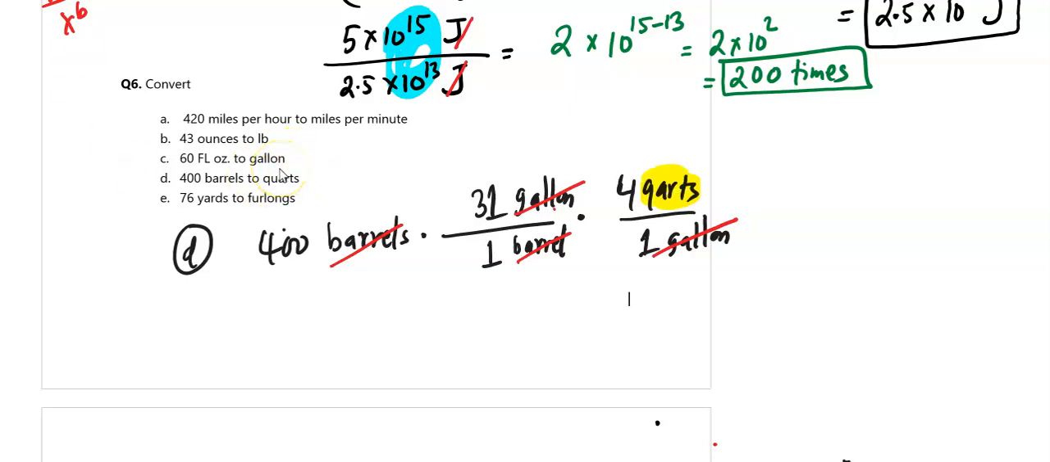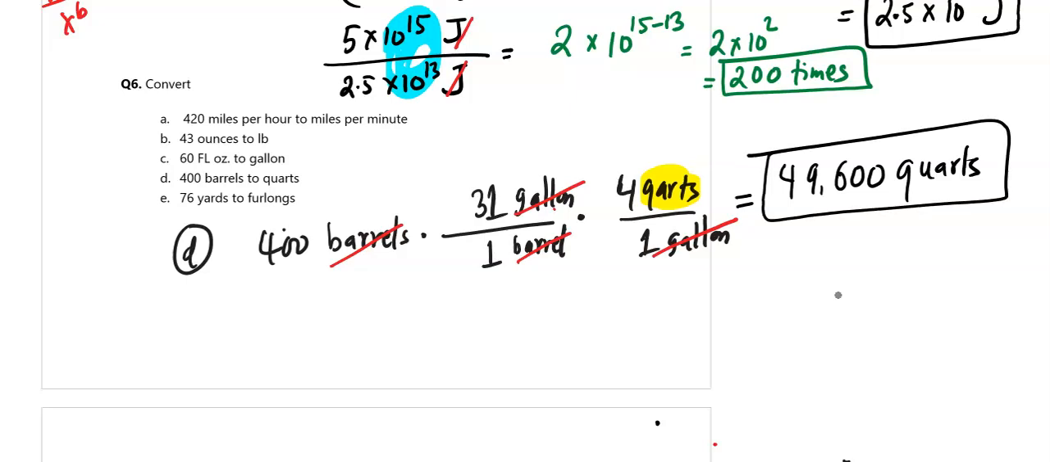Look at here, quarts. So we multiply 400 by 31 by 4. That's the answer. Remember that the denominator is 1, so it doesn't matter. Dividing by 1 is the same as the number. So let's multiply, and that gives you 49,600 quarts. So the 400 barrels equals this many quarts.